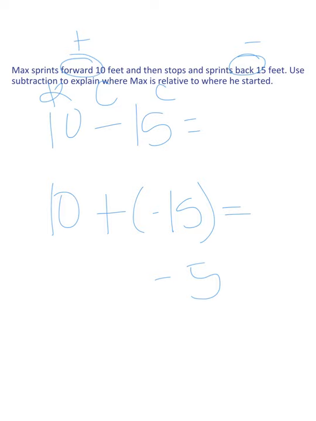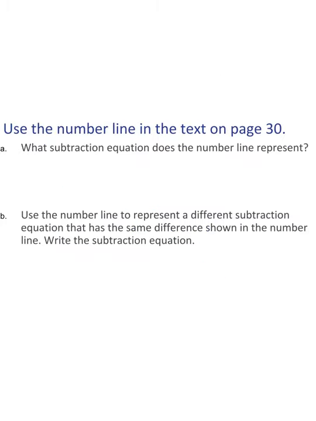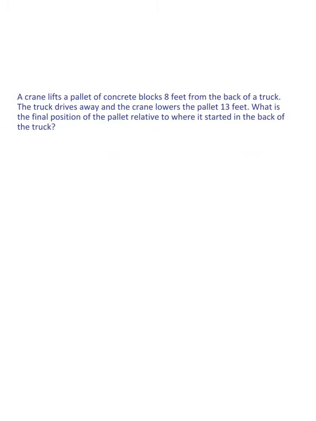You will now flip the page, and we're going to do number 14 on page 30. A crane lifts a pallet of concrete blocks 8 feet from the back of a truck. The truck drives away, and the crane lowers the pallet 13 feet. What is the final position of the pallet relative to where it started in the back of the truck?